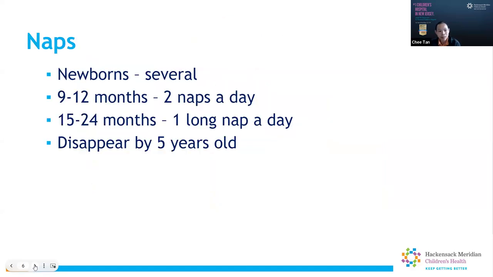Next slide. In regards to napping, newborns take several naps a day because they basically just feed and sleep. Sleep should start consolidating around 6 months of age, when they should be sleeping through the night. By 9 to 12 months of age, they would consolidate their naps to about two naps a day, and start to have one longer nap in the late morning between 15 to 24 months. Most children will stop napping around 5 years of age when they start school.